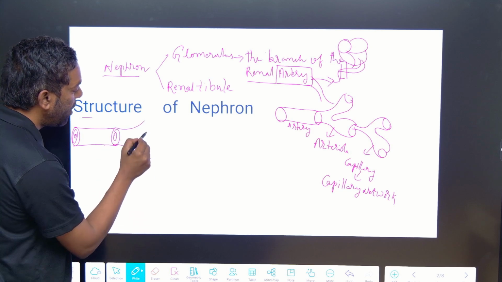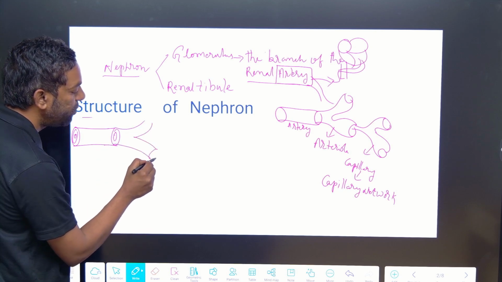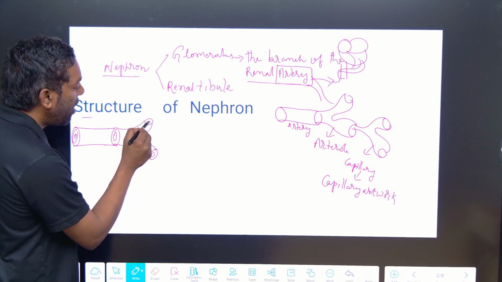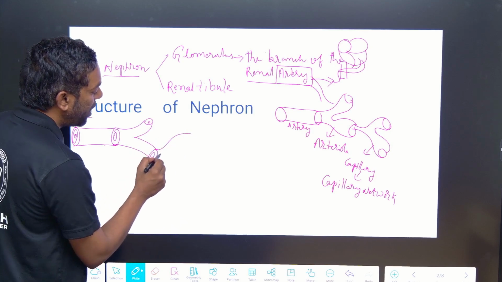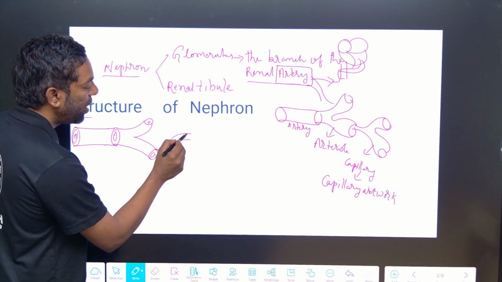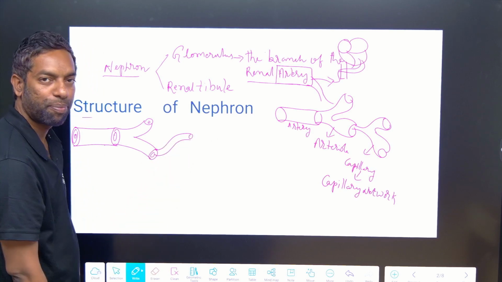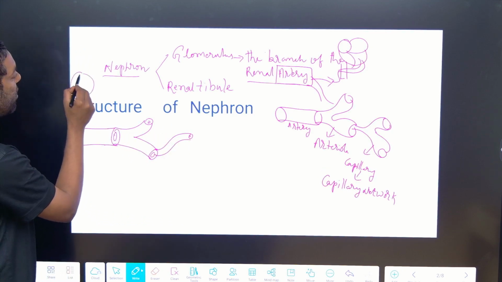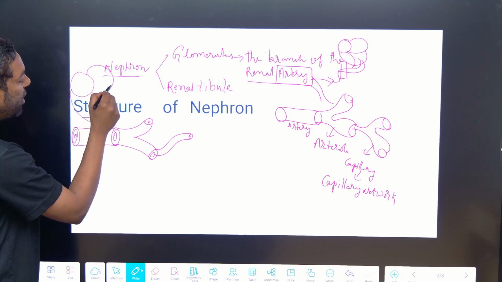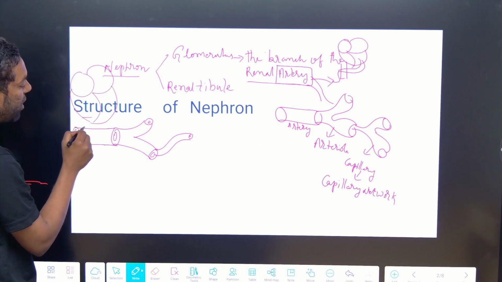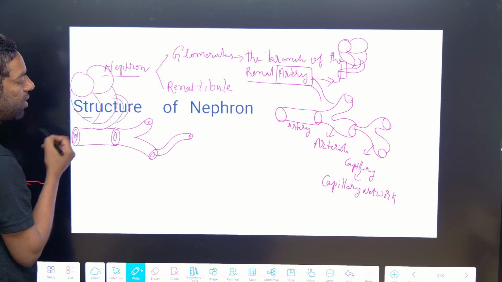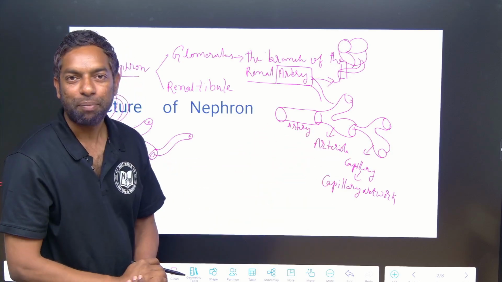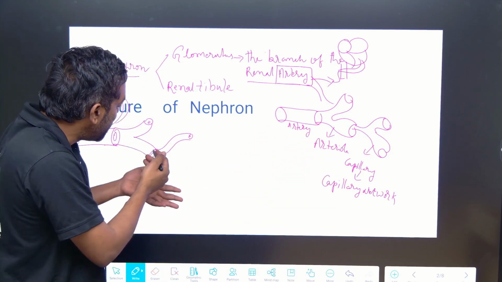The arteriole, as we said, is further divided into capillaries. This is a capillary. Where is it coming from? From the heart; the renal artery is coming from the heart. Glomerulus is the capillary network.